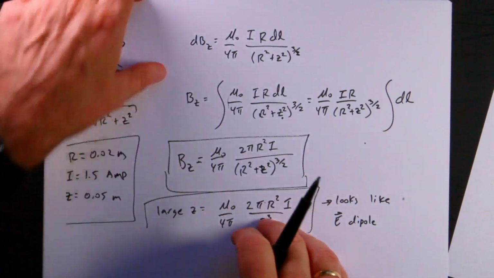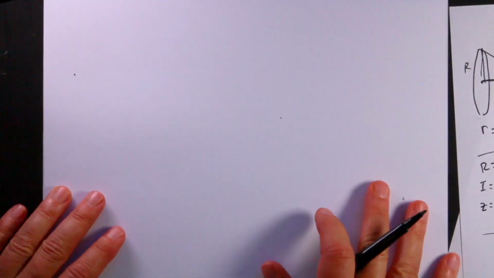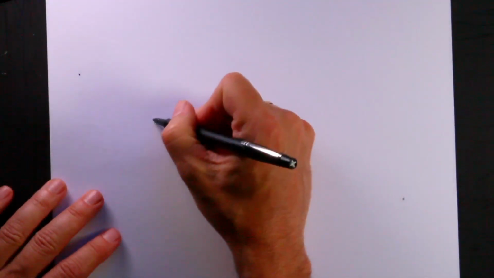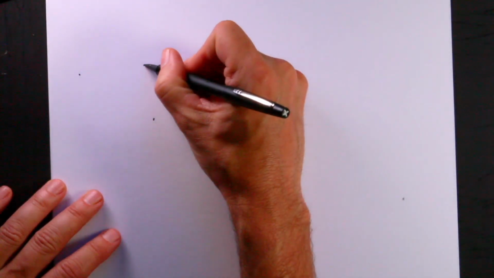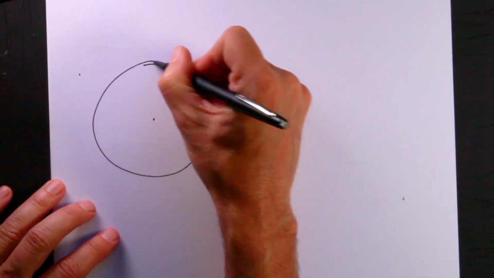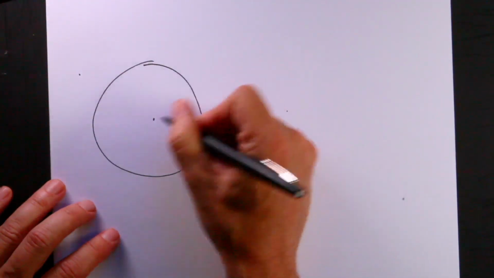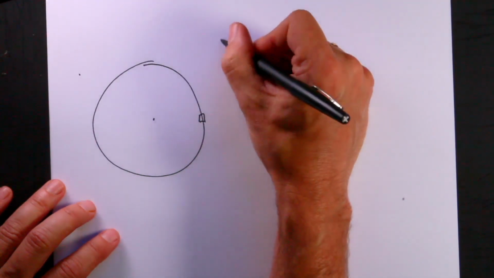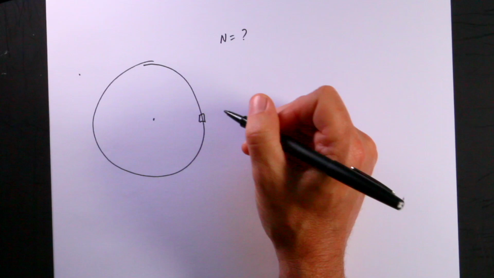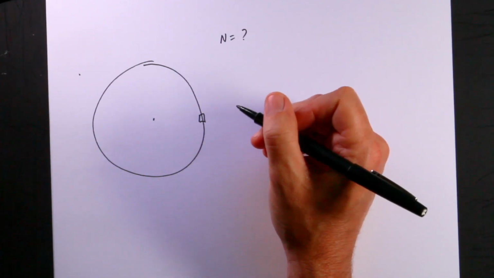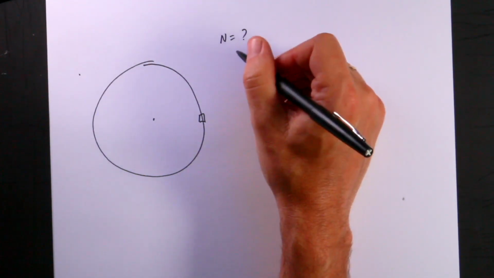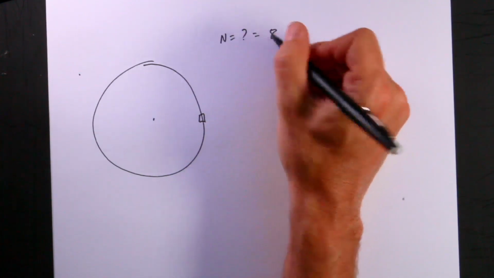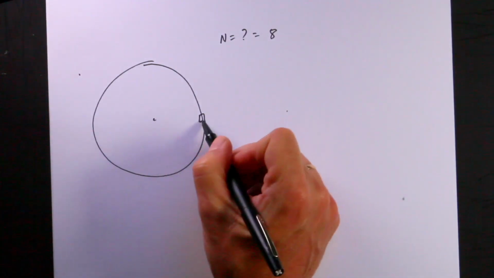I'm going to have to switch back to this paper. Actually, I never left. So let's think about how we're going to make this loop. Here is my circle, and I'm looking at the loop now. I want to put a piece right here. The first thing I'm going to do is say n equals, how many pieces am I going to break it into? Let's just say 8. So n equals 8.